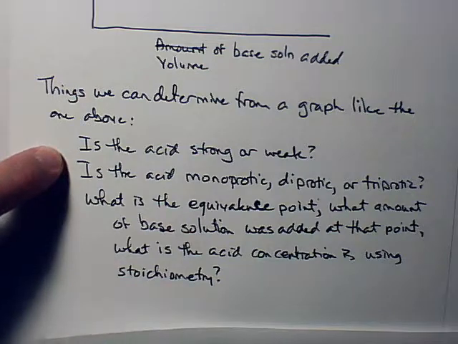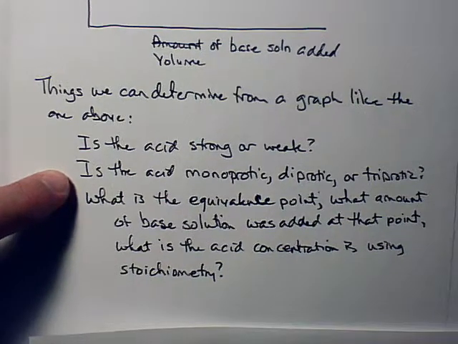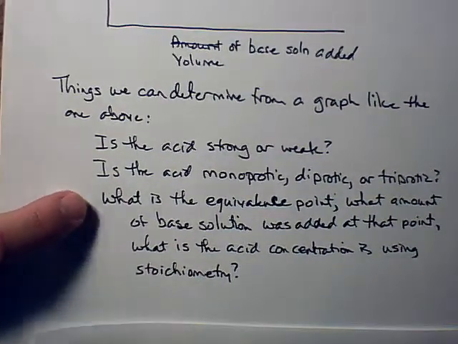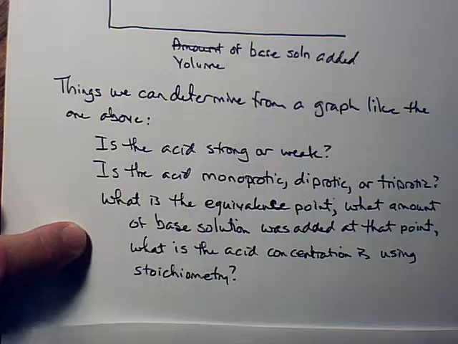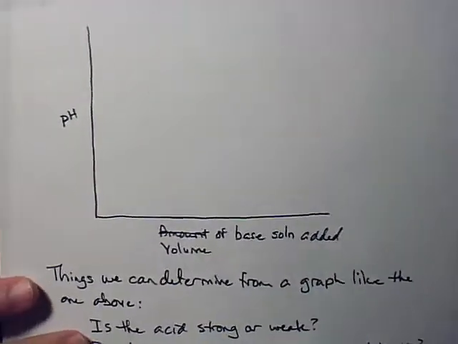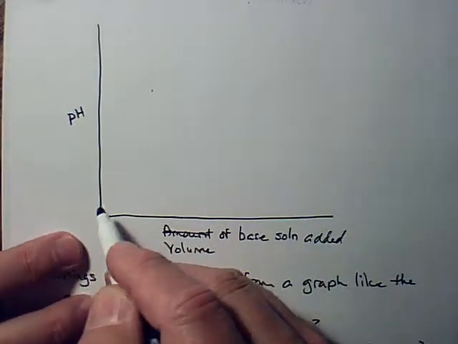Okay, you're going to tell me, is it a weak acid or a strong acid from this graph? You're going to tell me, is it monoprotic, diprotic, or triprotic? You're going to tell me, what is the equivalence point? What amount of base solution was added at that equivalence point? And then you're going to stoichiometrically calculate the strength of the acid using this data. Okay? So let's start with what a strong acid would look like.